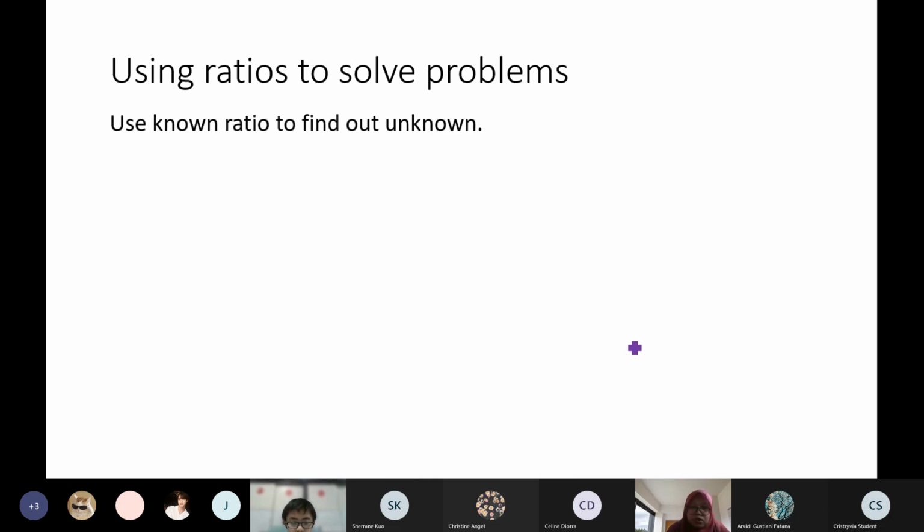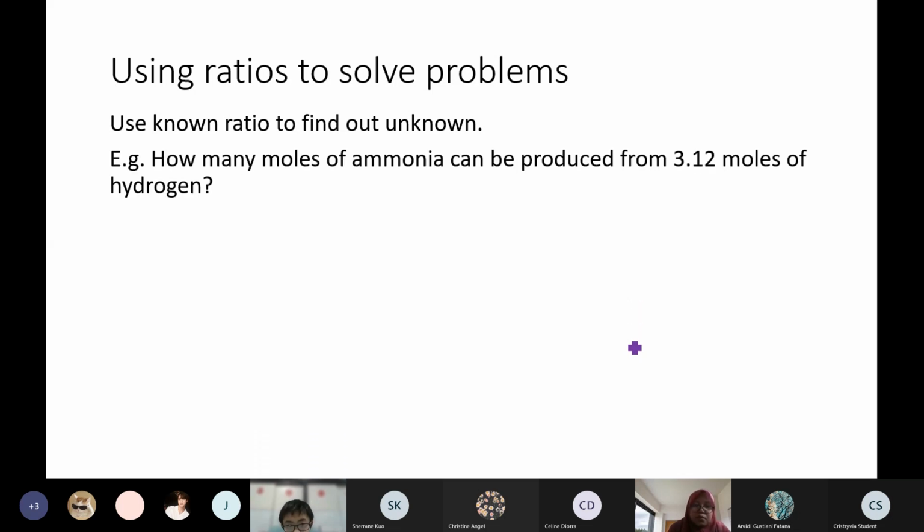We can use the mole ratio to solve a problem. For example, how many moles of ammonia can be produced from 3.12 moles of hydrogen? This is the reaction involving production of ammonia from nitrogen gas and hydrogen gas.